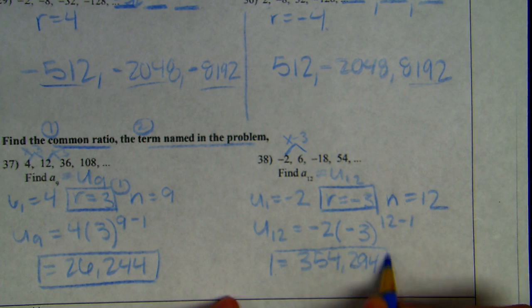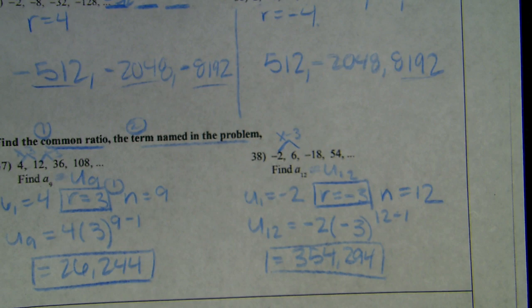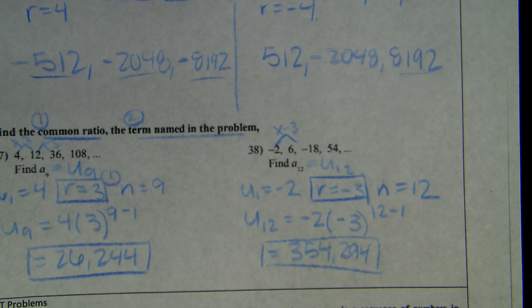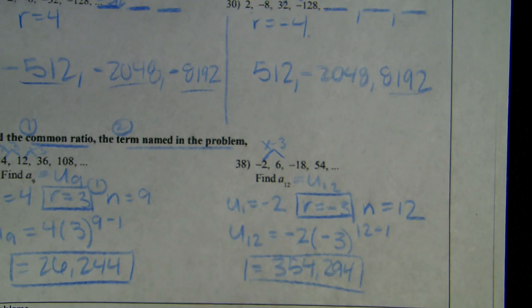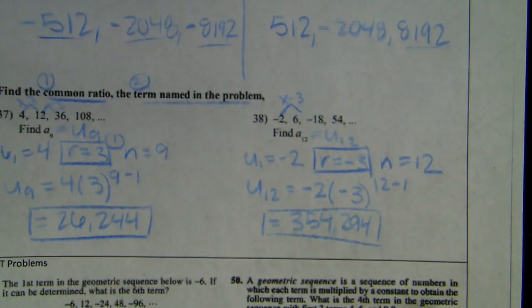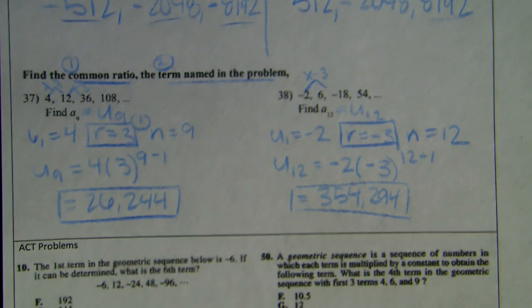And that makes sense too, right? So back to thinking about the reasonableness of our answer, negative 3 to the 11th power is going to give me a negative because it's a negative number to the odd power. So I'm going to have a negative, and a negative times a negative 2 is going to give me a positive. So that's why I'm feeling pretty confident about my answer that it's going to be a positive number. Good, let's move on to the ACT questions.